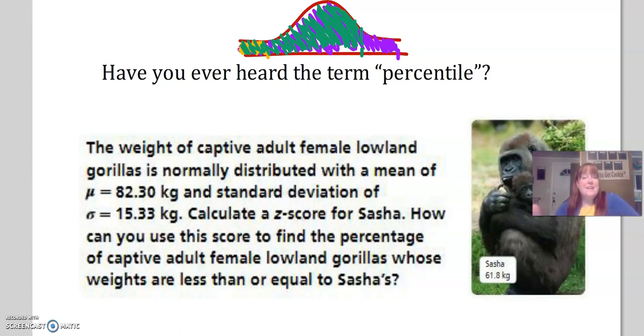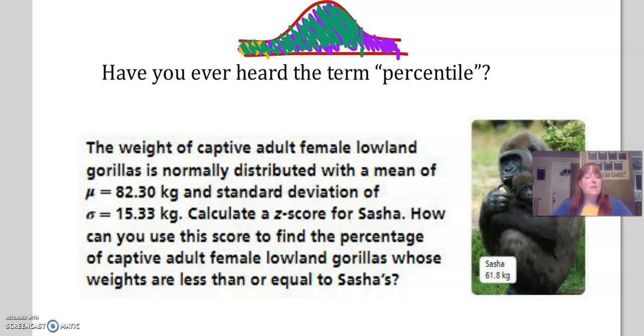Now that we know what percentile is, let's figure out how to use it and how to calculate it, and figure out what percentile somebody is in. Okay, so we've got this captive gorilla. Her name's Sasha. She weighs 61.8 kilograms. And we're trying to figure out what percentile her weight is. In other words, what percent of gorillas weigh less than her. And that tells us the area under the curve below her, okay?